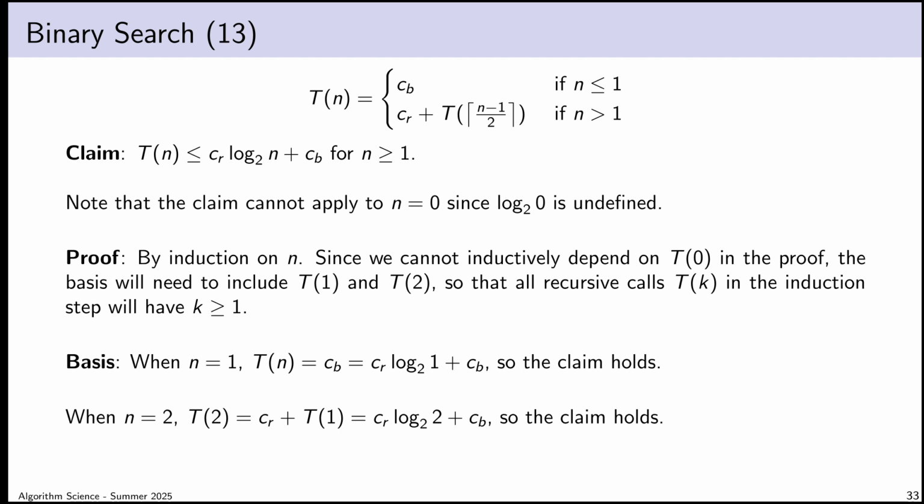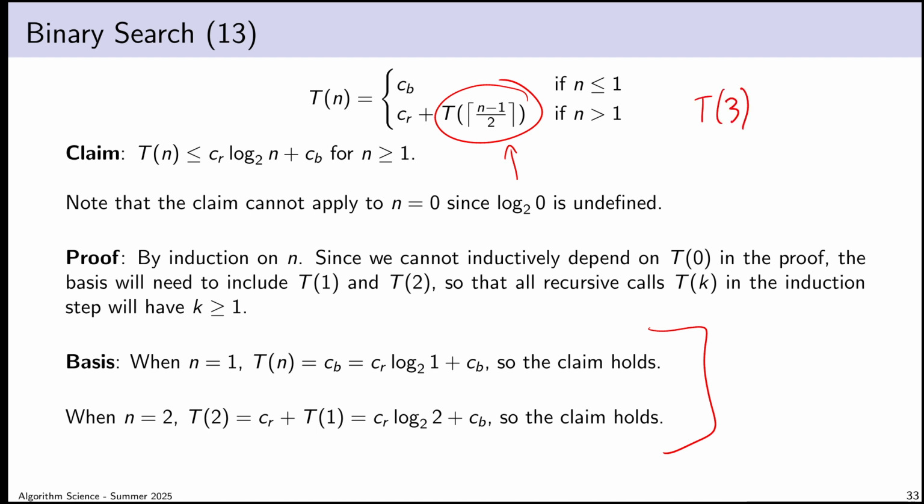Now, there's an issue here, which is that because I'm working with this recursive call that divides by 2, I have to make sure that any recursive call I do doesn't end up depending on 0, because I don't ever want to have to state my claim for n equals 0, because it doesn't apply to n equals 0. So here's what I'm going to do. I'm going to have a basis with n equals 1 and n equals 2. And my logic there basically works like this.